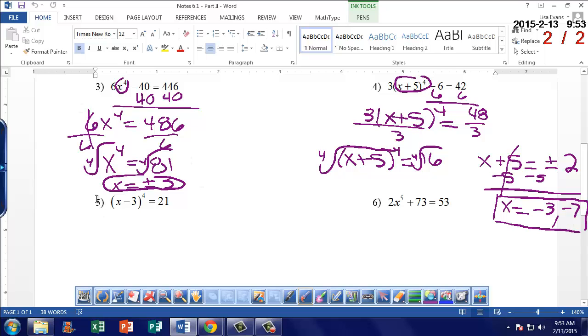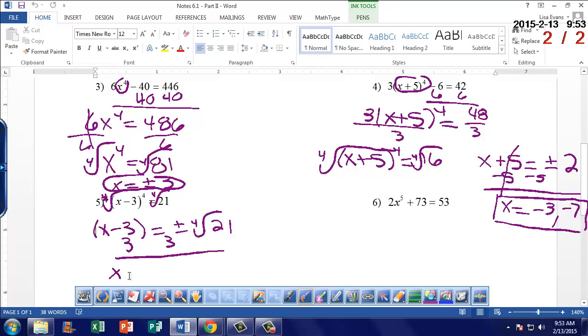Okay, let's go ahead and try this next one. There's nothing to get by itself, so we're just going to go ahead and fourth root both sides. Now, I can't take the fourth root of 21, and because you're not allowed to use a calculator, we're going to leave it as plus or minus the fourth root of 21. Then I'm going to get x by itself by adding 3 to both sides. I realize this answer looks a little messy, but this is how I want you to leave it. I want you to leave it as 3 plus or minus the fourth root of 21.